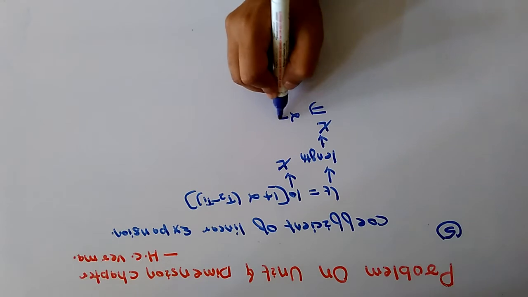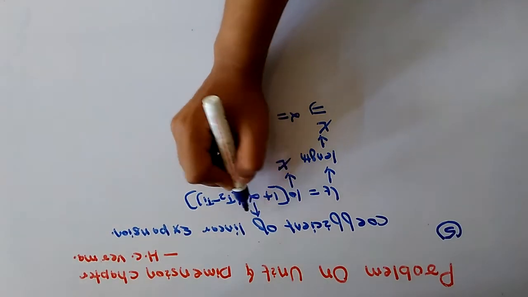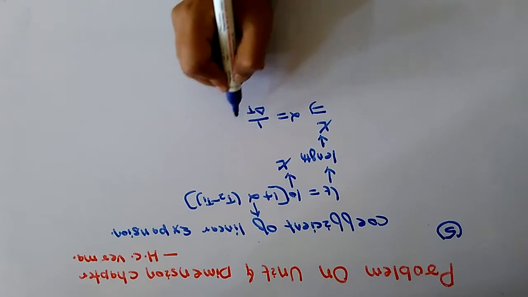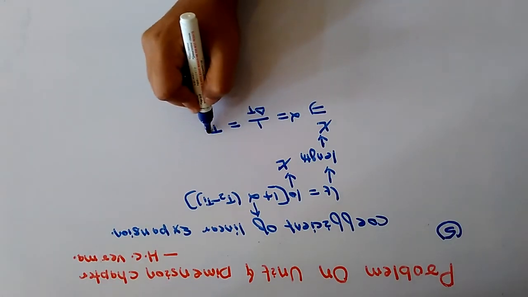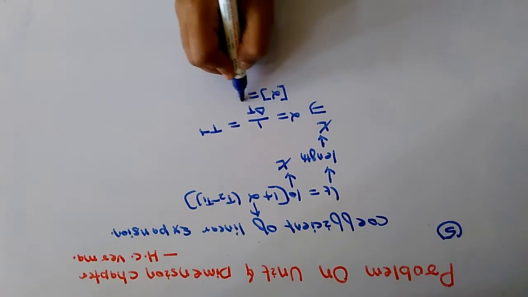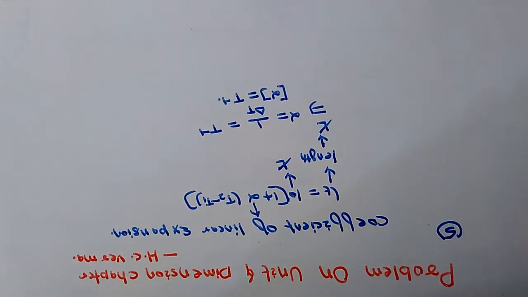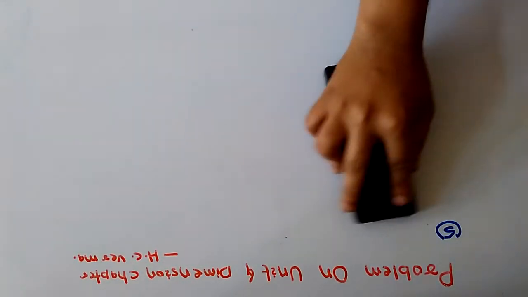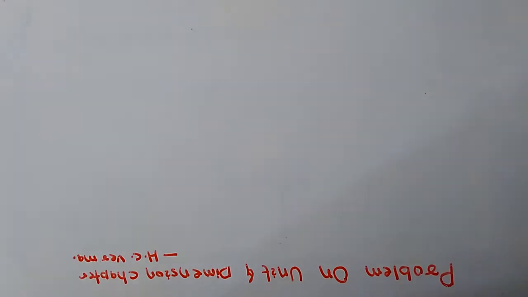So what is the dimension of alpha? The coefficient of linear expansion alpha has a dimension of 1 by delta T, so it can be written as T minus 1. Alpha has dimension T minus 1. Questions 6 and 7 are very easy, you can solve them on your own.